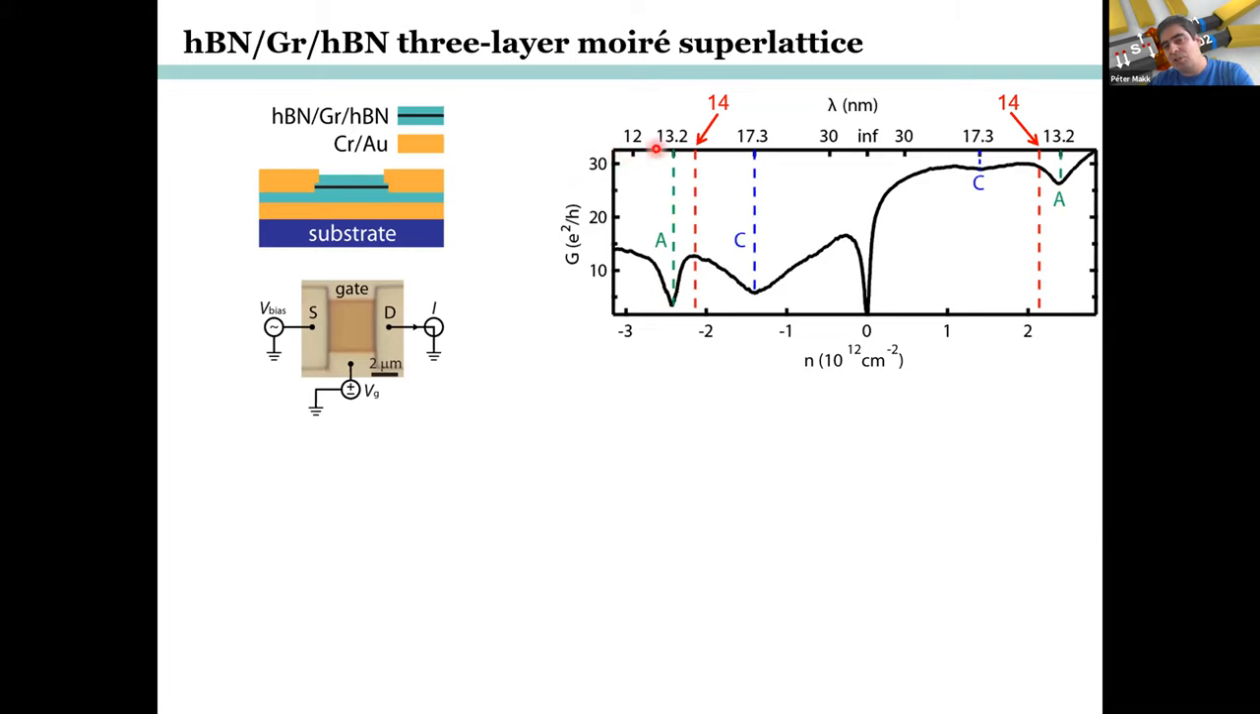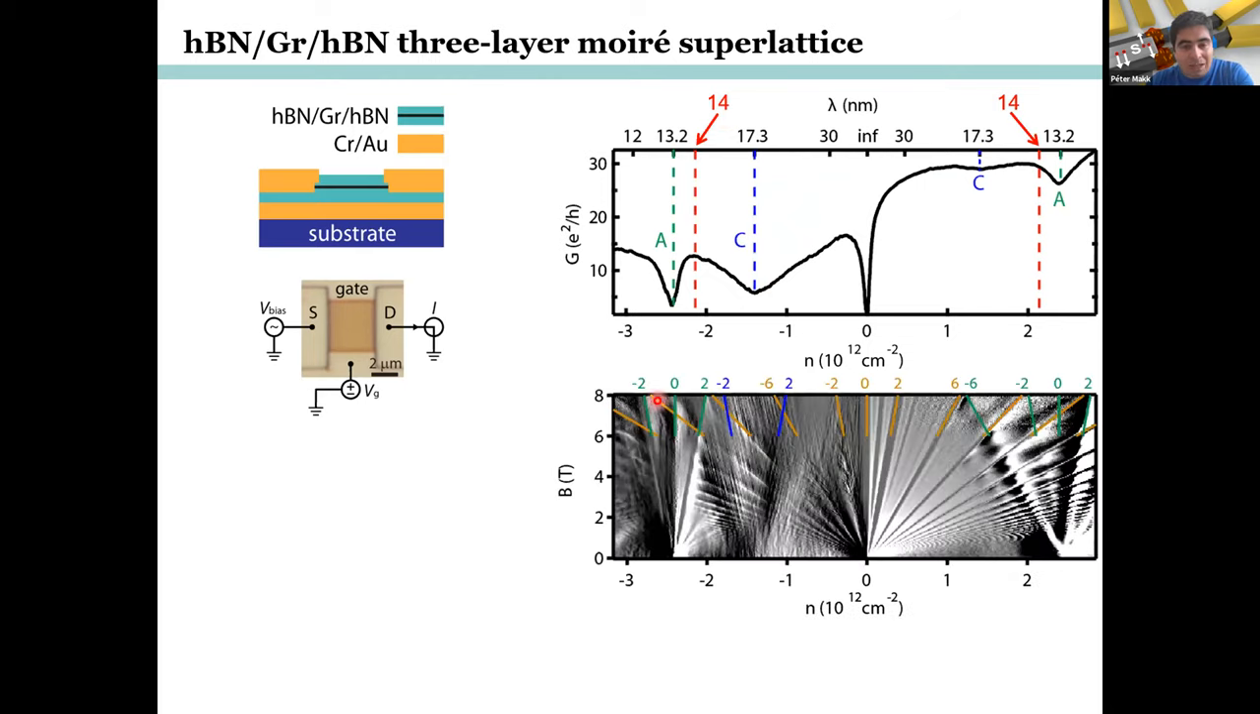This is something which is more reasonable. Why I'm saying it's more reasonable is that now on the top axis, I show the superlattice period, which is attributed to these conductance minimums. So this would correspond to a 30 nanometer superlattice. You know that probably the two lattices are well aligned. But there's also a minimum here, marked by C, which is symmetric in both positive and negative doping. And these are at 17 nanometers, which is much larger than the maximum 14 nanometers which is possible.